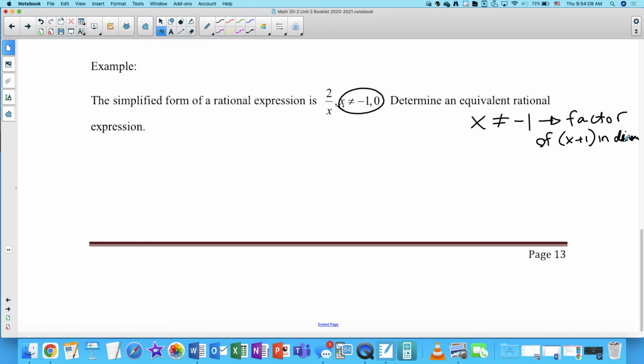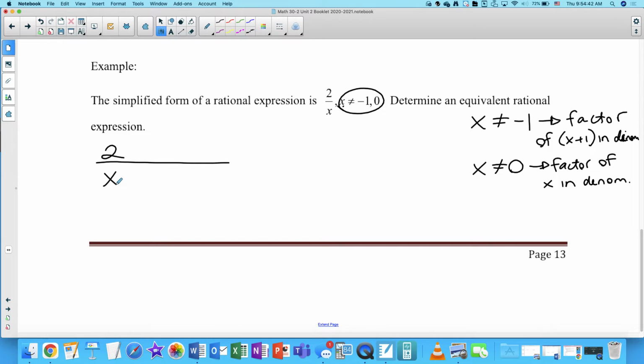Okay? What about if x cannot equal 0? What factor would we have to see in the denominator? X. Yeah, we need a factor of x in the denominator. Okay, so establish this first. Now go back to this. This is what has been simplified. And draw like a long line there.